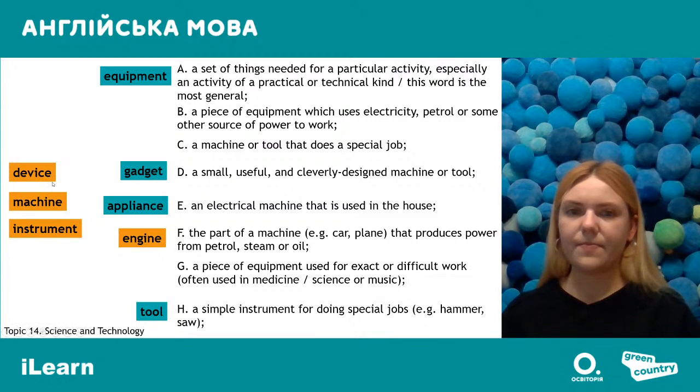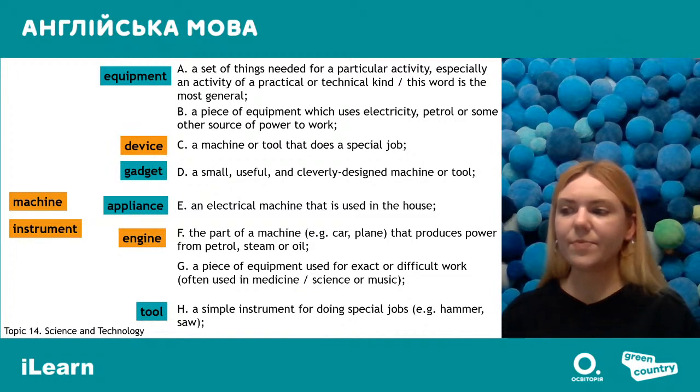Then device. And device, that is a machine or tool that does a special job. And so these two words, device and gadget, are very, very similar. So what is the difference between them? Usually we use gadget to talk about something small. And device, it can be something bigger. So a gadget is usually smaller, a device can be bigger.